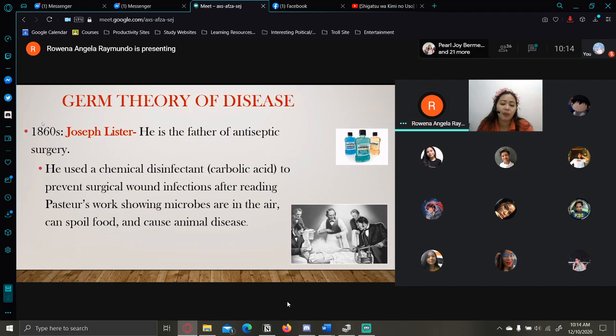surgery. So siya rin ay isang doctor, he is a surgeon, and he used a chemical disinfectant known as carbolic acid to prevent surgical wound infections after reading Pasteur's work showing that microbes are in the air, can spoil food, and cause animal diseases. So si Joseph Lister is another person who contributed sa microbiology by advocating antiseptic surgery. So kaya gumagamit ngayon sa mga antiseptics kapag nag-ooperate ng patients.